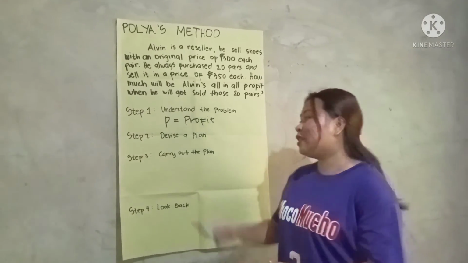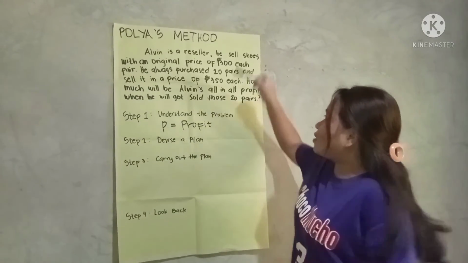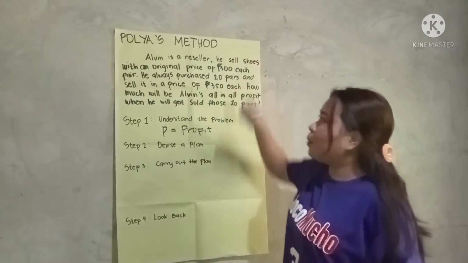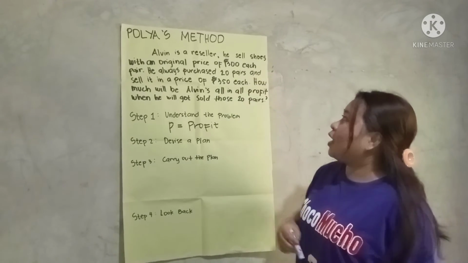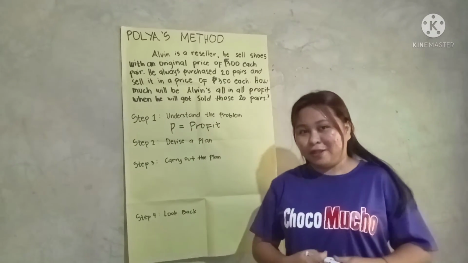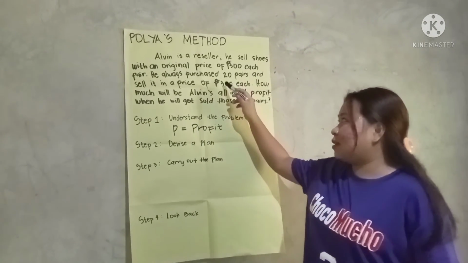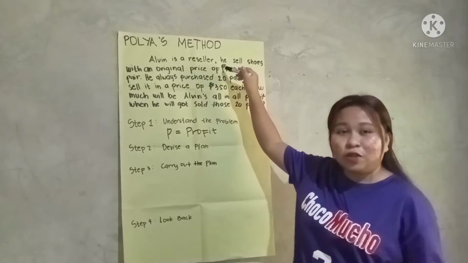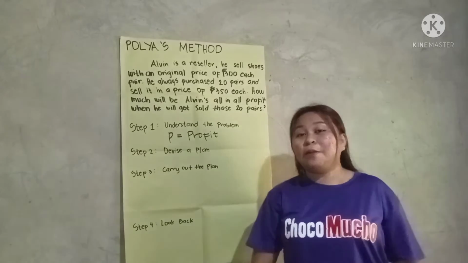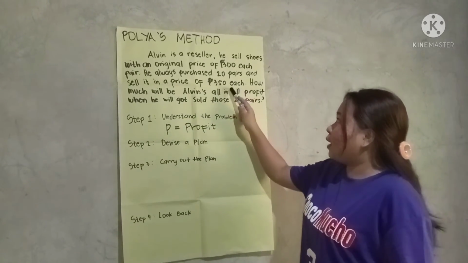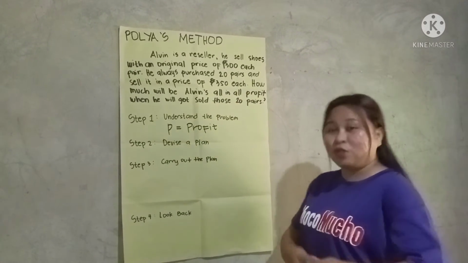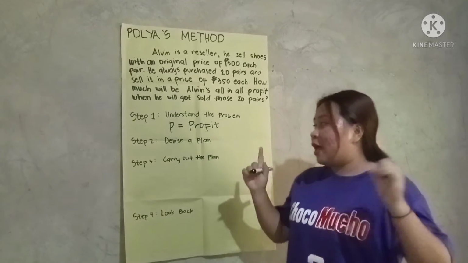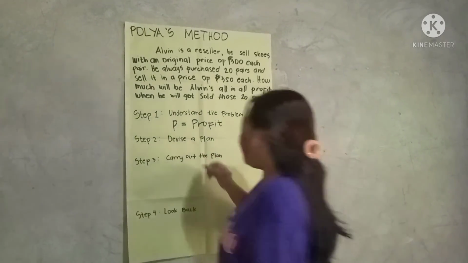Step 2, we will devise a plan. So as the problem said, the original price of the shoes is 300 pesos. And Alvin sold it at a price of 350. So we're gonna subtract 300 pesos from 350 pesos and we're gonna multiply it by how many pairs of shoes had been sold. So it will be like this.